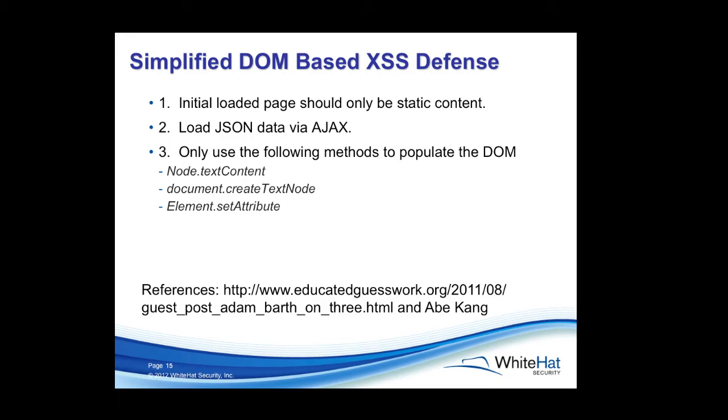He said, and this is very similar to how modern Web 2.0 plus applications work, step one, on the initial page load, it should be static content only. And then two, start making JSON requests via AJAX, and then once you get that JSON response data, parse it, rip it apart, and then place it in the document, in the DOM, using these three relatively safe methods. We have node.textContent to populate the text of a certain node in the DOM. We have document.createTextNode to build a new text node, and element.setAttribute.